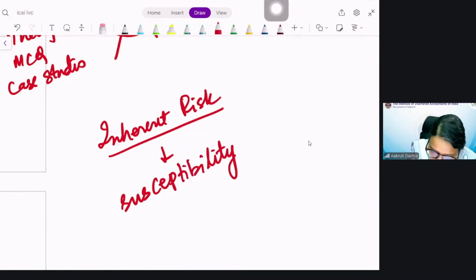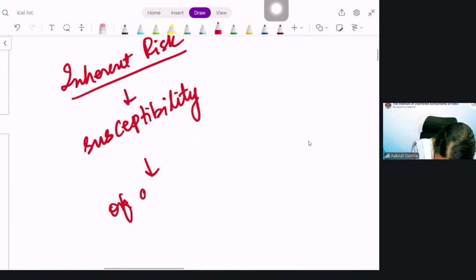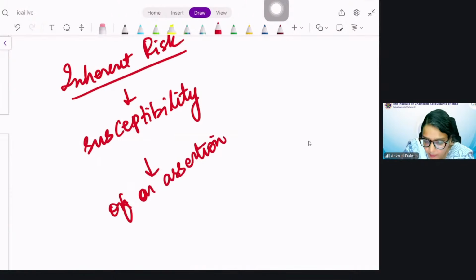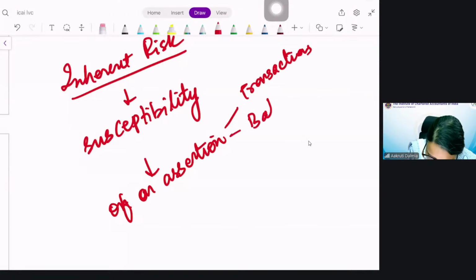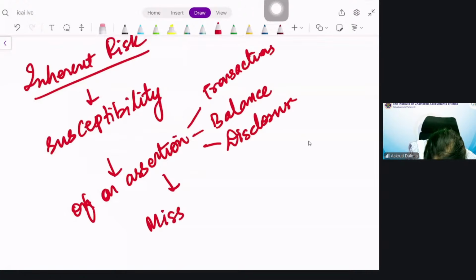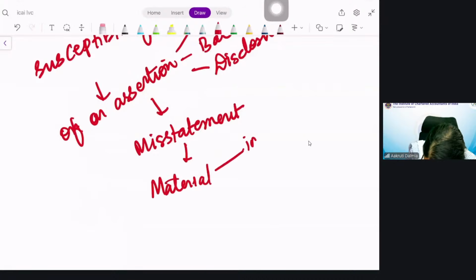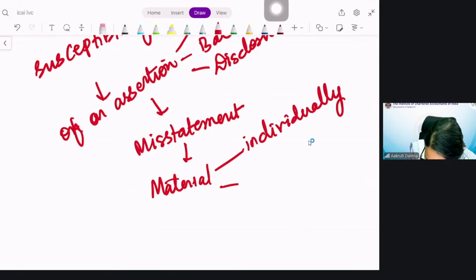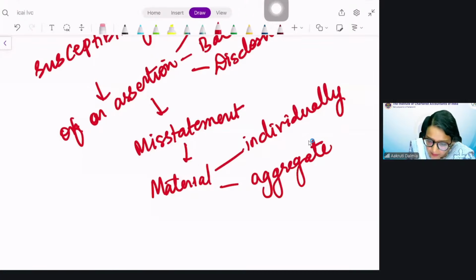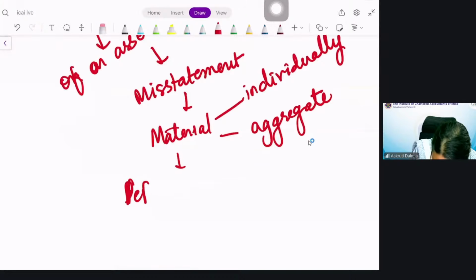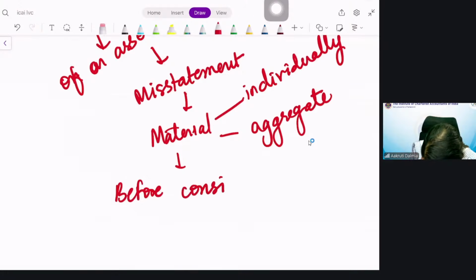Susceptibility of an assertion level. Susceptibility of assertion of what? Class of transaction, balances, or disclosure, that they can have some misstatement. And this misstatement could be material, individually or in aggregate, before considering any controls. I know this looks a little complicated, but it's not.